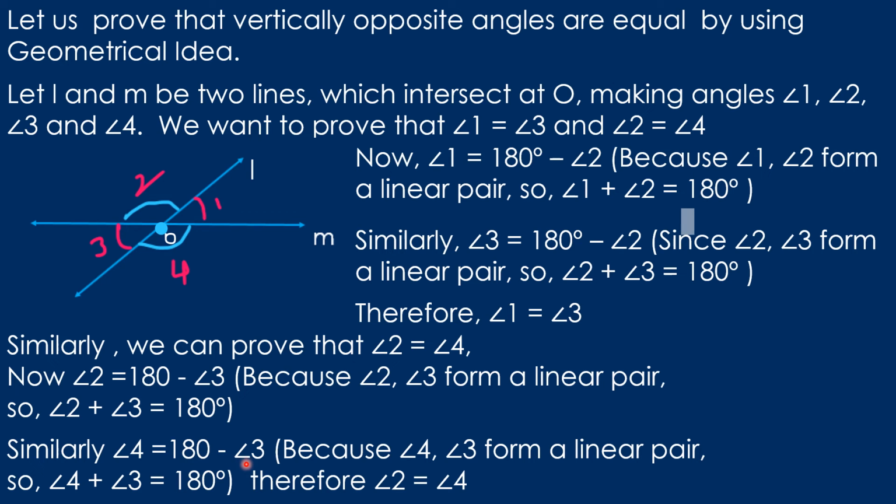180 degrees minus angle 3, because angle 4 and angle 3 form a linear pair, and when we take the sum of these two angles, it will be equal to 180 degrees. Therefore, angle 4 can be written as 180 degrees minus angle 3. Now, see, angle 2 is equal to angle 4. Both are equal to 180 degrees minus angle 3. Therefore, it is proved that angle 2 is equal to angle 4.